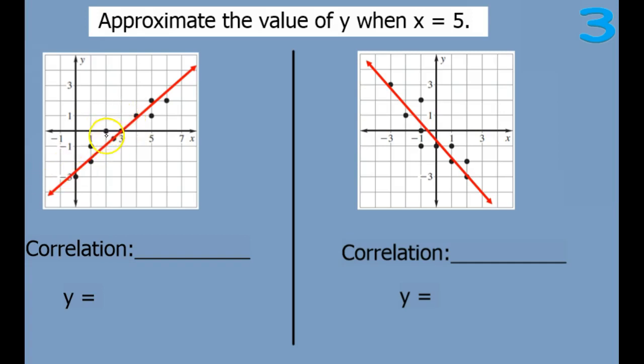Our next problem says to approximate the value of y when x equals 5. Well, first of all, we need to look and see if this is positive, negative, or no correlation. To me, it looks like the line is going uphill. So we can say our correlation is positive.